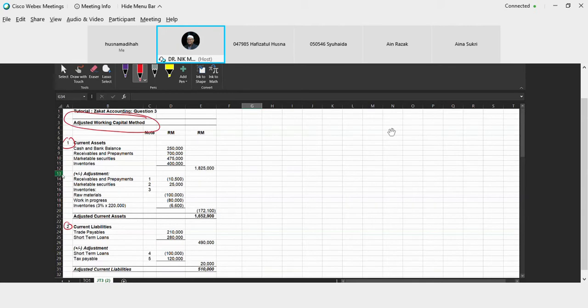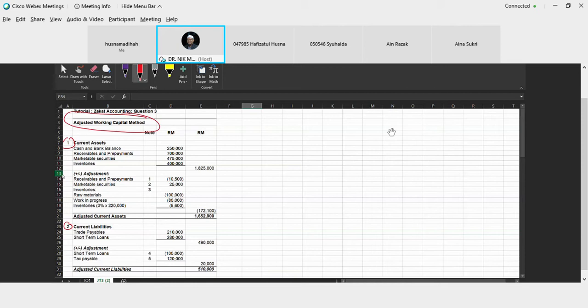And you need to make some adjustments: how much you need to deduct for the receivable amount, how much you need to add for the marketable securities, and how much you need to deduct for the raw materials and work in progress, and the same goes for the inventories. After you get this particular amount of adjustment, you need to deduct it from the net current asset in order to get an adjusted current asset.